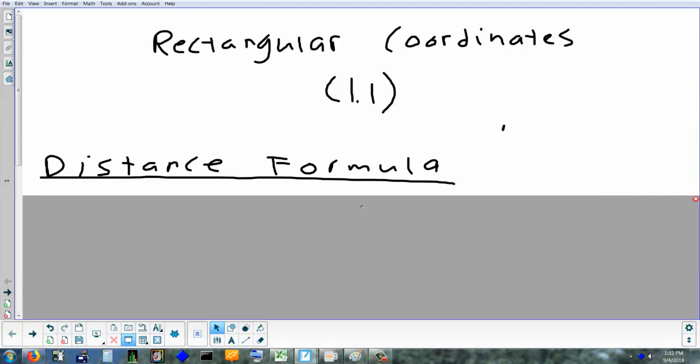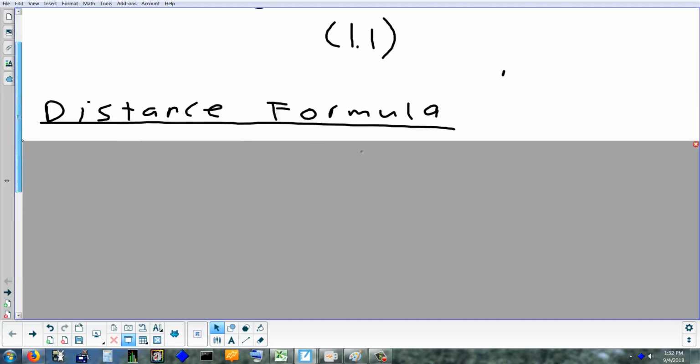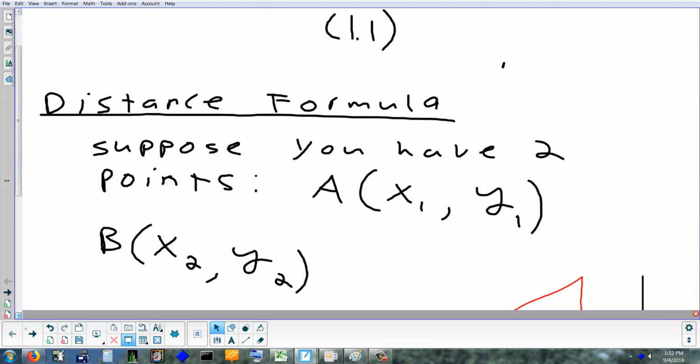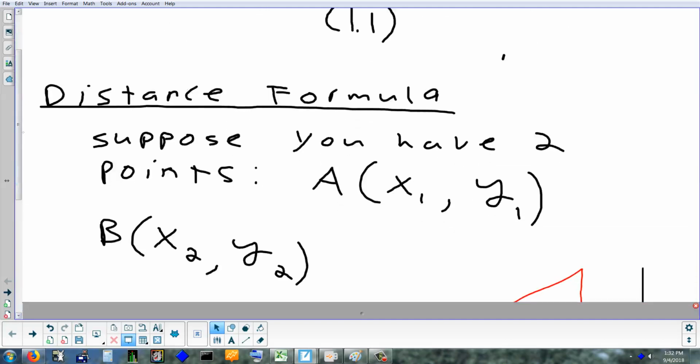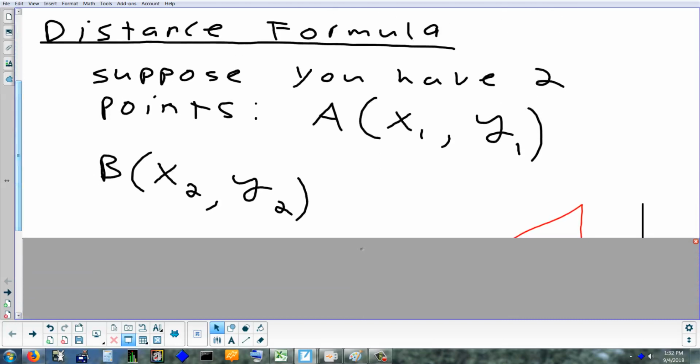On most tests, not all, but most, you can use a reference sheet. So if you want to take these formulas down so you can put them on a reference sheet later, it might be a good idea. Or you can always go back in the video and check them out. All right, so the basic idea of the distance formula.